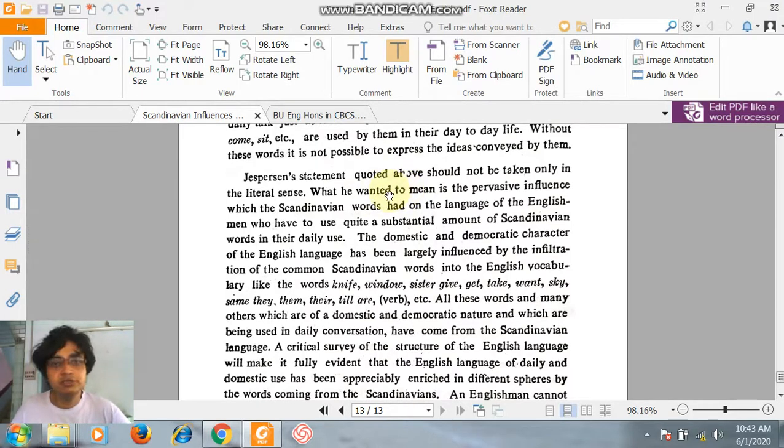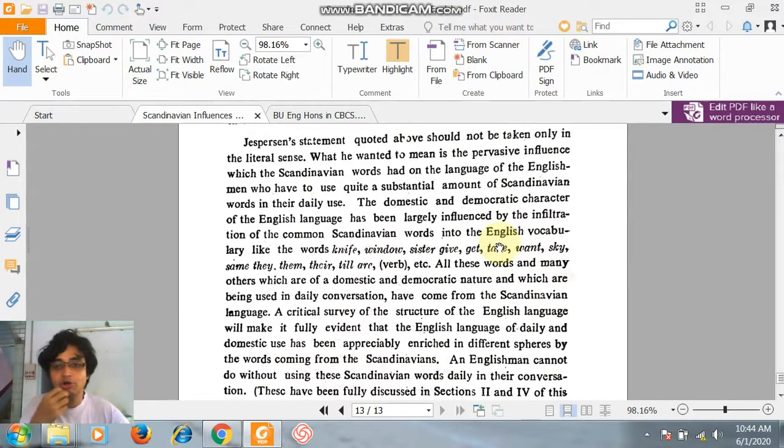So Jespersen's quoted statement above should not be taken only in the literal sense. What he wanted to mean is the pervasive influence which the Scandinavian words had on the language of the Englishmen, who have to use quite a substantial amount of Scandinavian words in their daily use. So one British person had to use quite a substantial number of the Scandinavian words in their daily use.